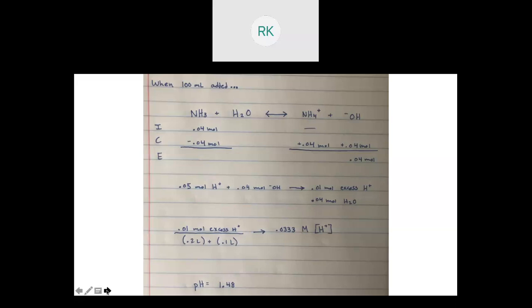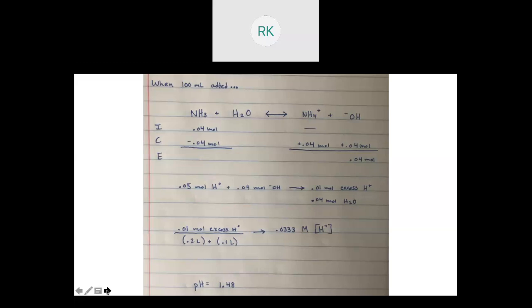Our next step would be to convert that to molarity by dividing it by the total volume. So total volume in this portion of the problem is 100 milliliters or 0.1 liter of strong acid and 200 milliliters or 0.2 liters of weak base for a total volume of 0.3 liters. That gets us a hydrogen concentration of 0.033 molar. We just take the negative log of that to find our pH, which is slightly below 1.5, and it's 1.48.